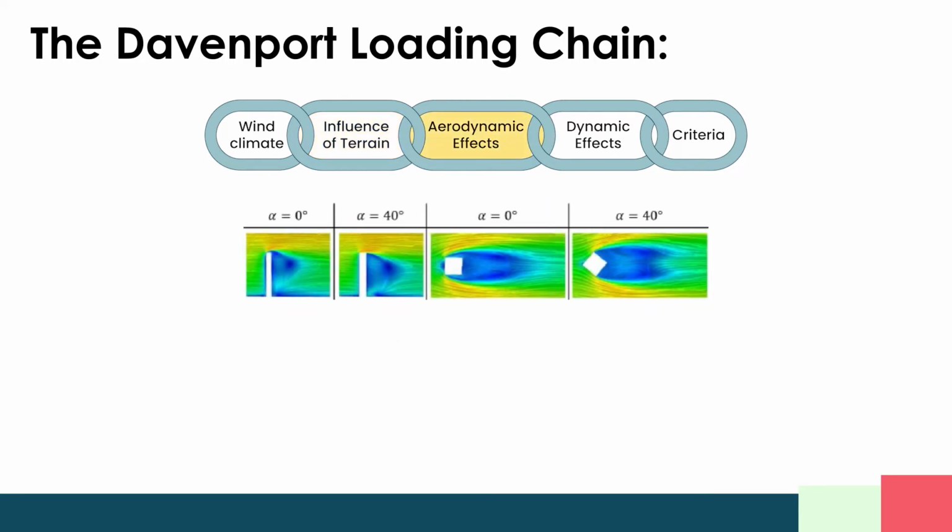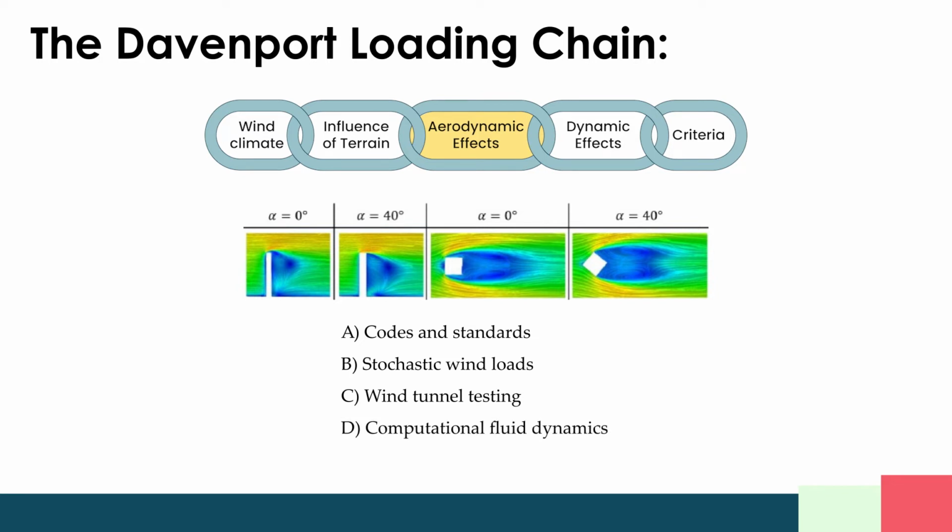Next, we need to look at the aerodynamic effects, which is the interaction between the wind flow and the structure. Depending on the complexity of the structure, we have different tools. We can use codes and standards, such as the National Building Code of Canada. If we are only interested in along wind direction wind loads, we can use stochastic methods. If we have access to wind tunnels and we are interested in 3-dimensional wind pressure distribution, we may perform wind tunnel testing, or we can have virtual wind tunnels using computational fluid dynamics.